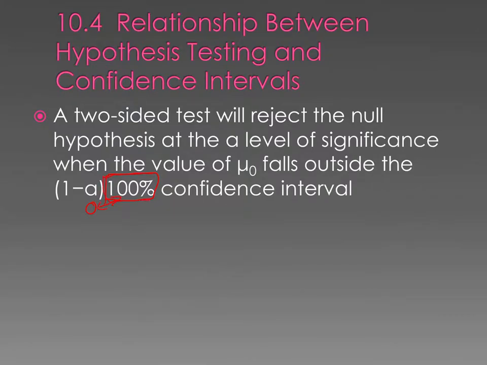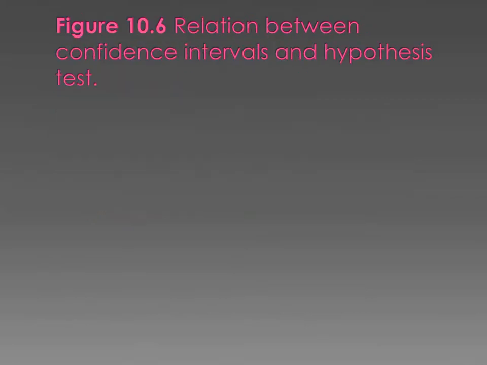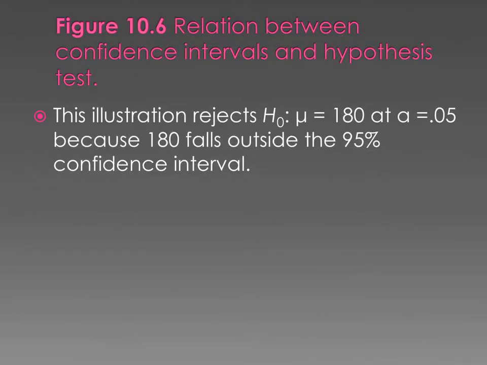If you're 100% confident, the true value of mu has to be in there. We are stating it has to be in there. When we say 99% confident, we're still saying there's a 1% chance it won't be there. But if you're saying 100%, mu has to be in there. And if mu were to fall outside the range of the confidence interval, then you have to reject the null hypothesis. So that's the relationship between confidence intervals and hypothesis testing.